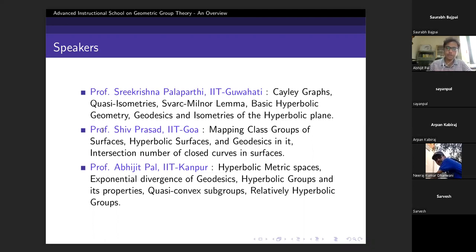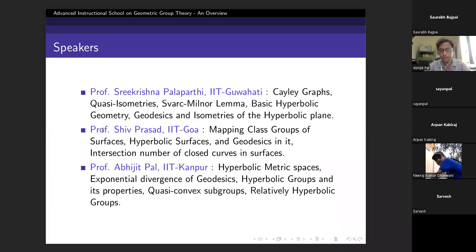And next, Professor Siddhartha Prasad of IIT Goa will be speaking on mapping class groups of surfaces. What do we mean by hyperbolic surfaces and geodesics in them? We'll also deal with the intersection number of closed curves in surfaces.